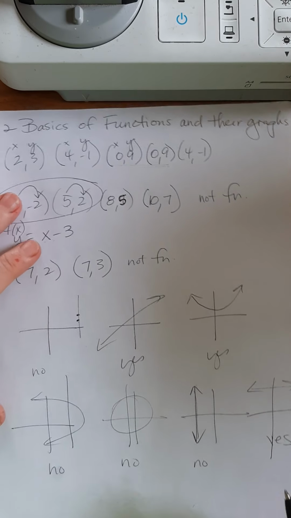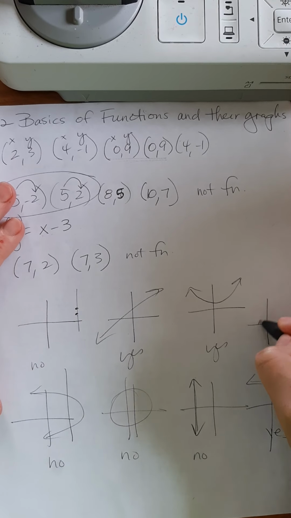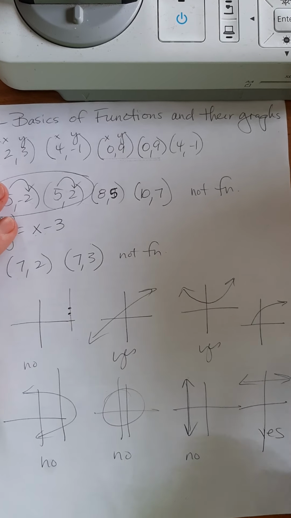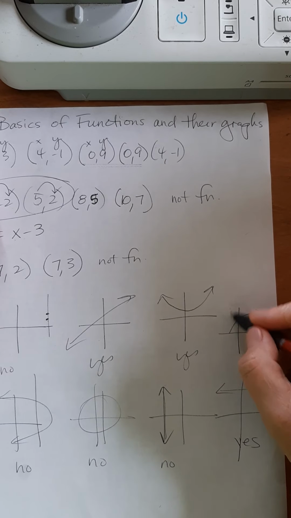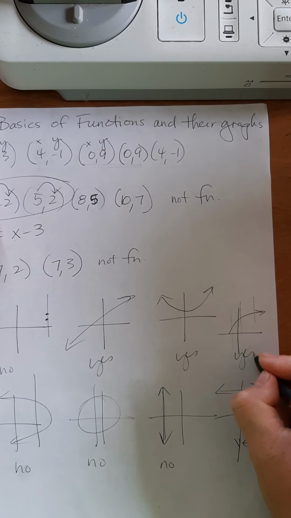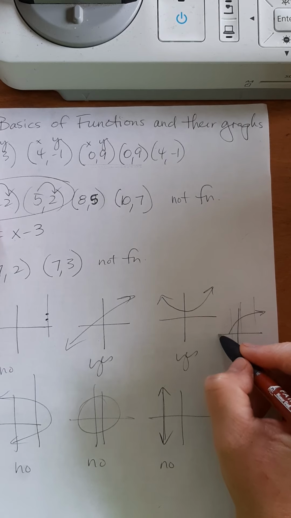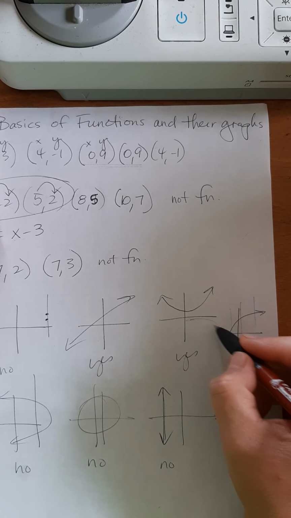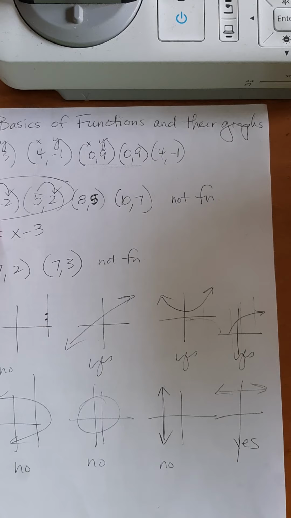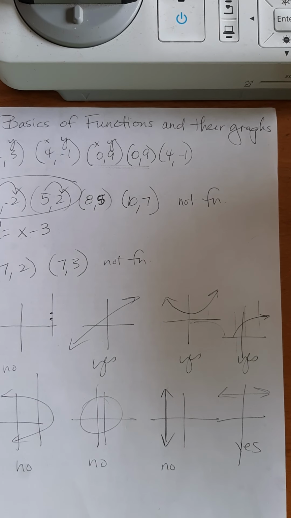You could even have, we'll do a square root, still okay, passes the vertical line test. You could even have another one coming over here, still yes. So that's the first part. The second part has to do with how you can evaluate functions at certain points.